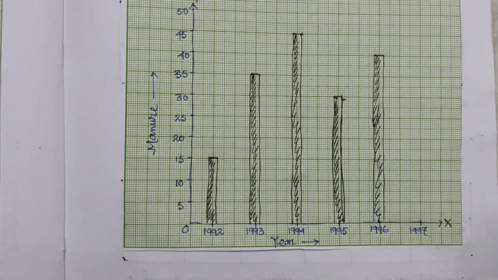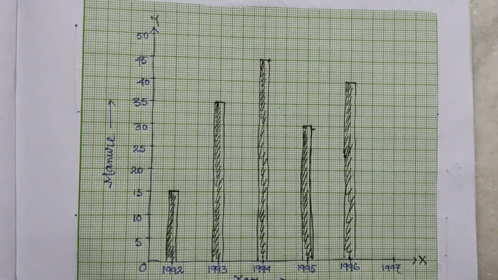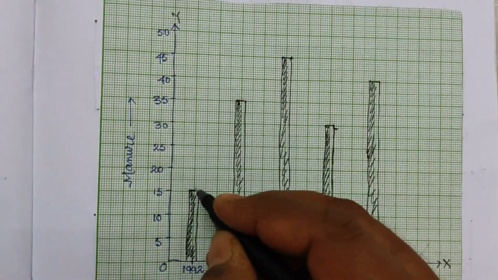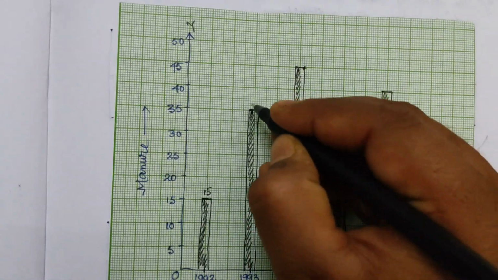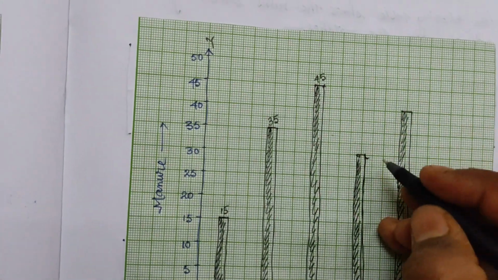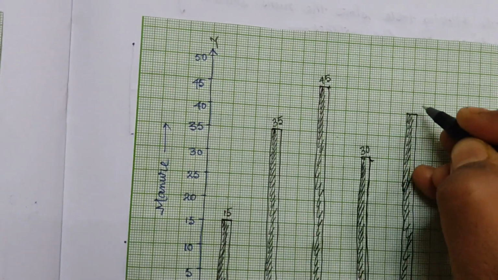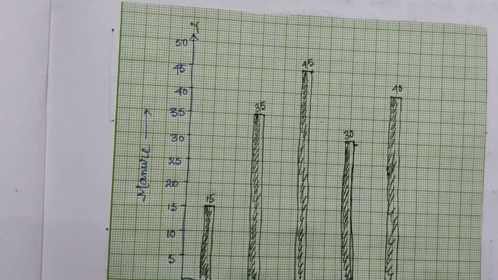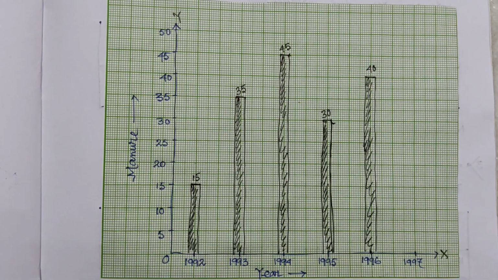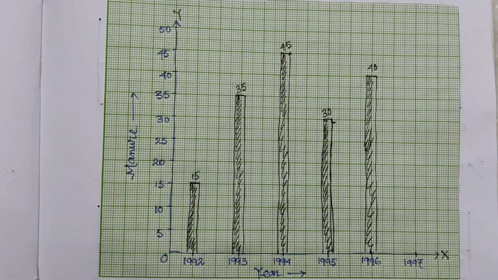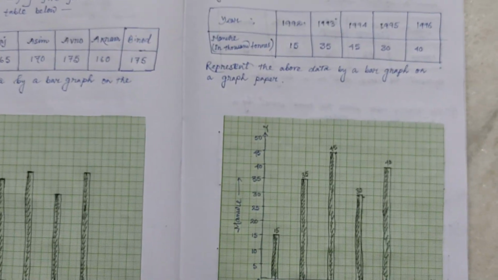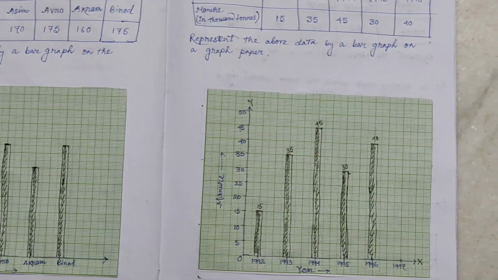Now if you wish, you can also write the heights on every bar. Here you can write 15, here you can write 35, here you can write 45, here you can write 30, here you can write 40. So in this way we have to draw the bar graph, or we have to represent the data on a bar graph. Okay?